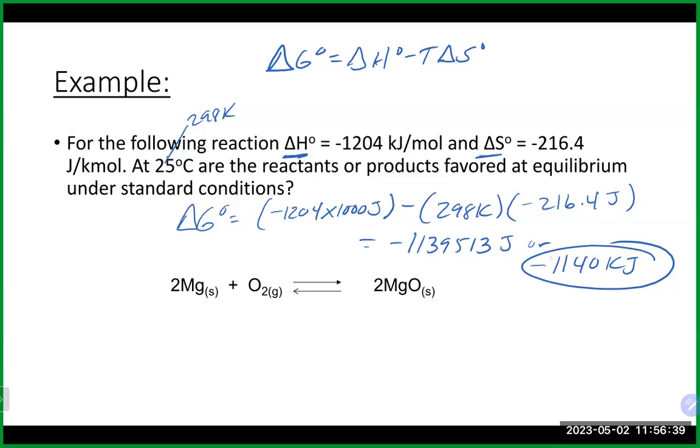Now, we do see a negative value here for delta G, which means this reaction should be favored heading towards the product side, right? And would be technically spontaneous. And since it is, it should be heading in that forward direction, making products. Any questions on that calculation?